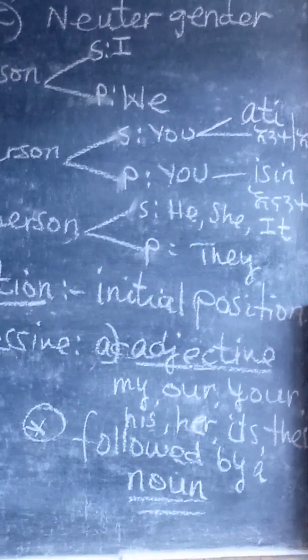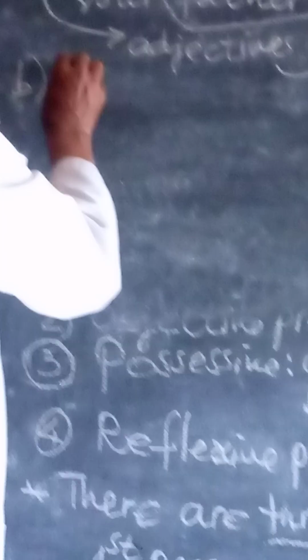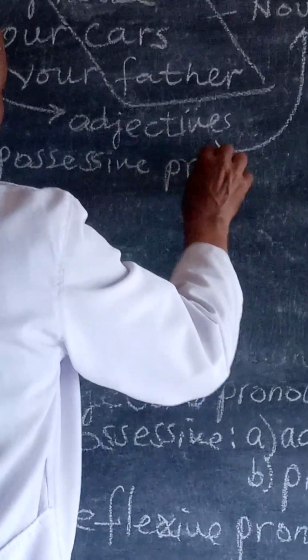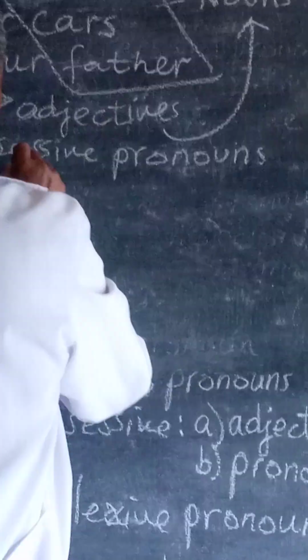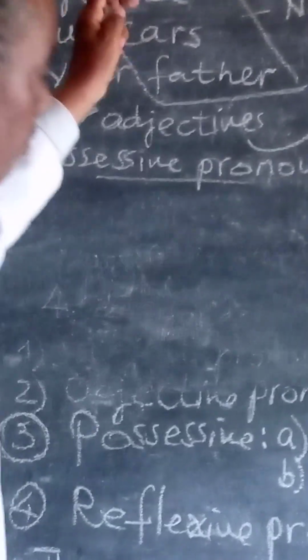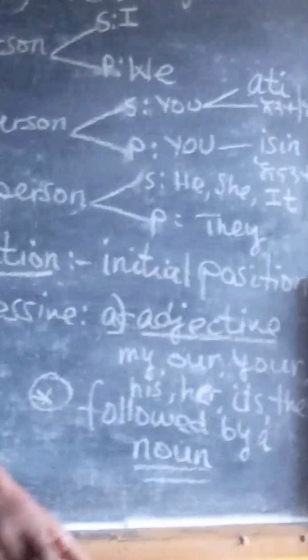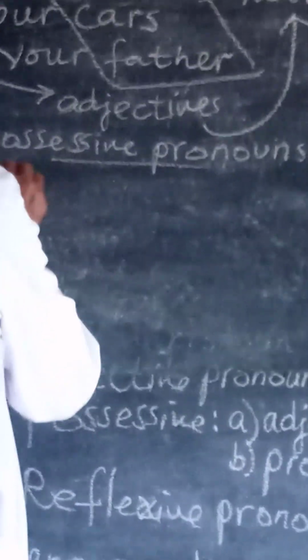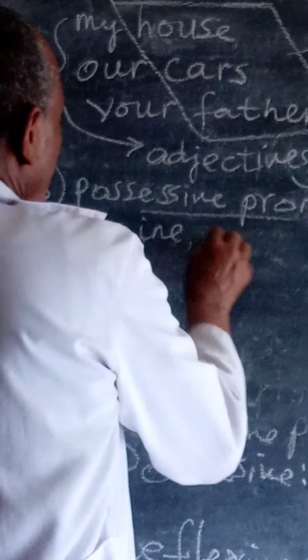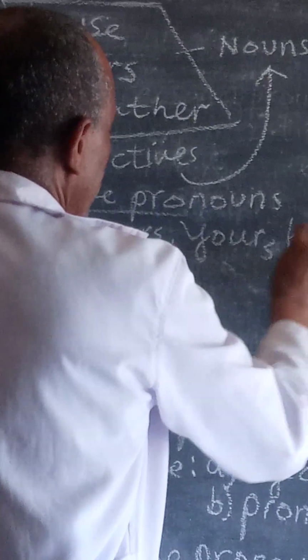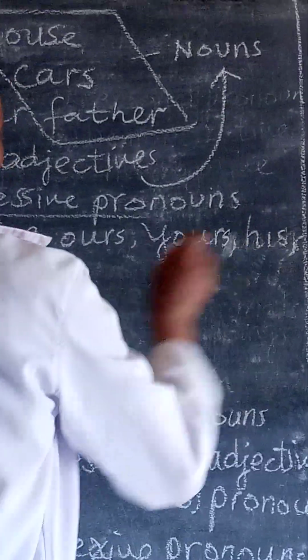This is one. The other one is the possessive pronoun. Which ones are the possessive pronouns? These possessive pronouns are substitutes for nouns, therefore they can be placed at the end. We cannot place the possessive adjective forms at the end of a sentence, but we can place these at the end. These are mine, ours, yours, his, hers.